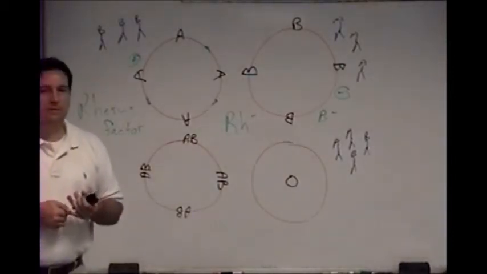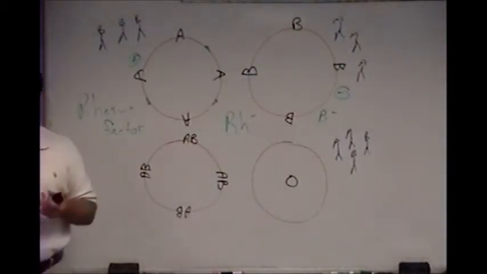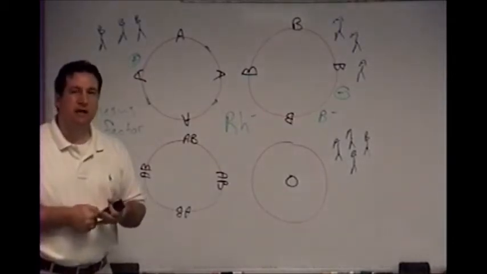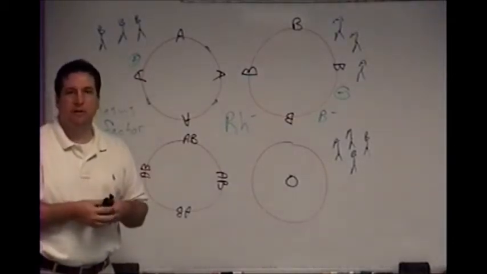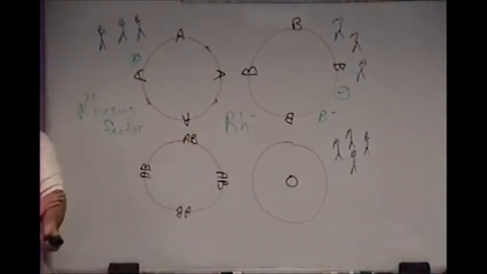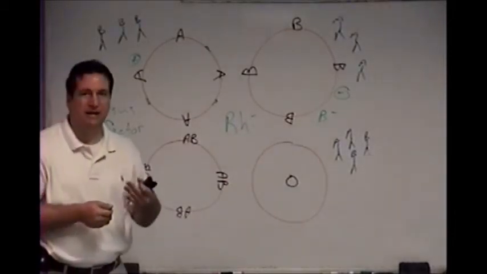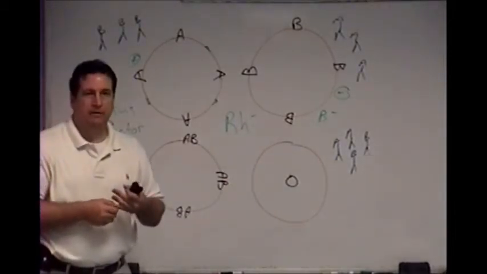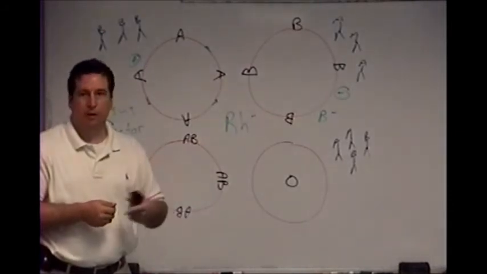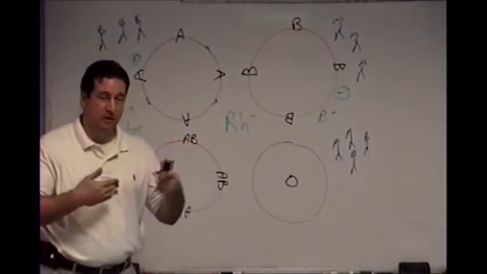Now, about 85% of the population is positive. So, if dad is positive and mom is negative, there's about a 50% chance that there's going to be a problem. Now, this is only going to affect not the first child, but the children after that. Because the initial child won't be affected, there won't be enough time for mom's body to make the antibodies. And during the pregnancy, it's not really a problem. It's only at the end of the pregnancy when the delivery is occurring when there can be a mixture of blood.